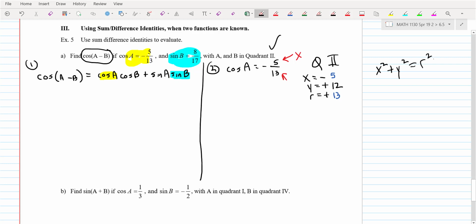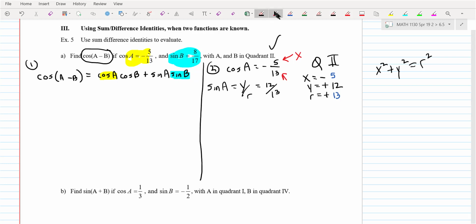Okay? All right? So that means that what we're doing is we also got to find the sine of A. So we need to know what this is right here. So we have to find the sine of A in this identity. So the sine of A would then be y over r. So that would end up being 12 over 13, like that.